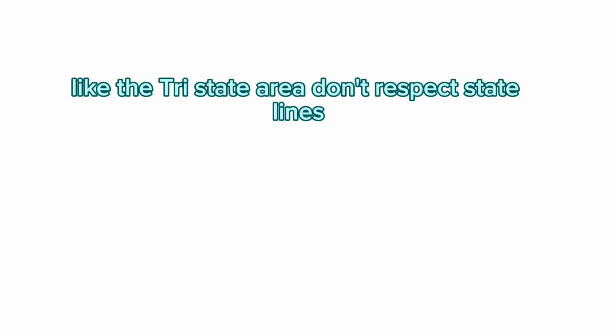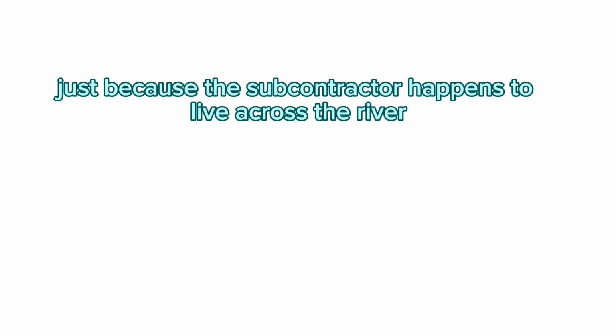Correct. It's a recognition that economic zones like the tri-state area don't respect state lines, and it's inefficient to block impleader just because the subcontractor happens to live across the river.